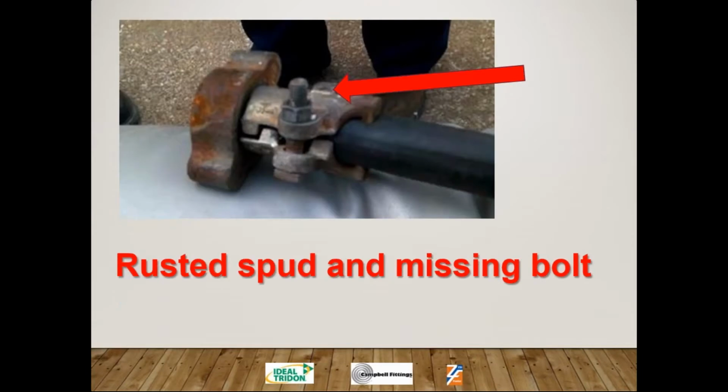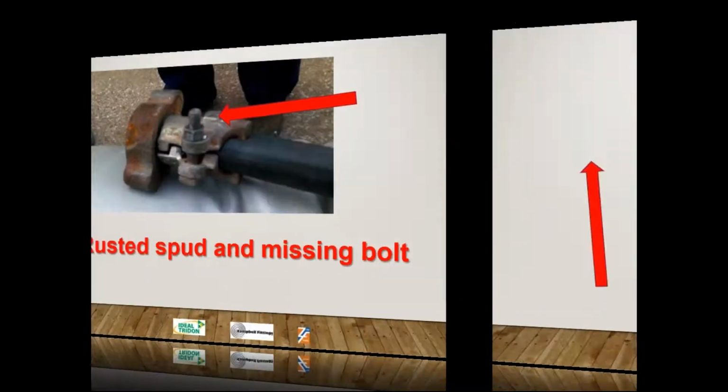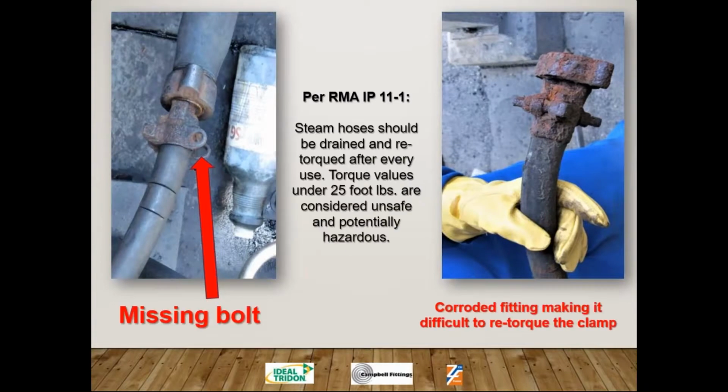Here's some typical steam issues out there. Kind of a rusted spud, and then you have a missing bolt. So I don't think they're retorquing these bolts. We have another missing bolt, corroded fitting, making it difficult to retorque this clamp. Steam hoses should be drained and retorqued after every use, and torque values under 25 foot-pounds are considered unsafe and potentially hazardous. Again, no one is retorquing these bolts.